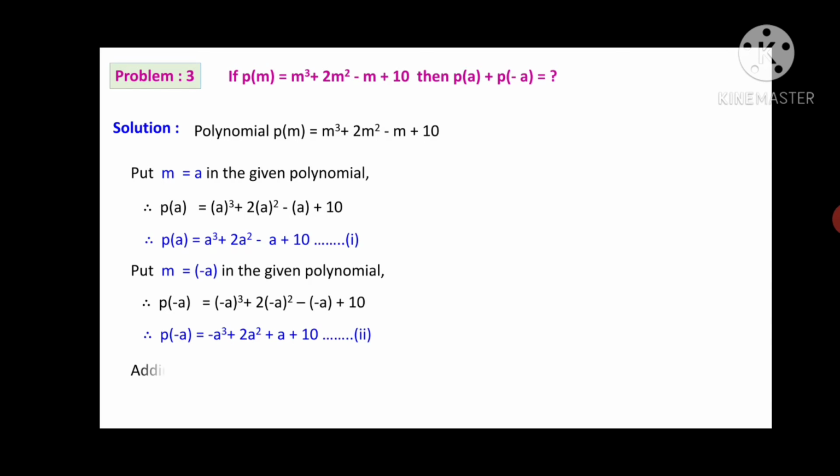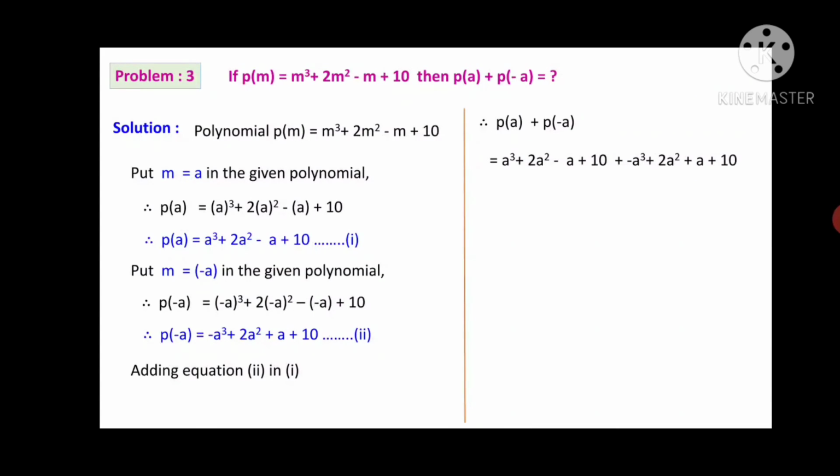It is equation 2. Now, adding equation 2 to equation 1, we get that p of a plus p of minus a is equal to a cube plus 2a square minus a plus 10, which is the value of p of a, plus the value of p of minus a, which is minus a cube plus 2a square plus a plus 10. Here you will find that a cube and minus a cube get cancelled. Then 2a square plus 2a square will be 4a square, minus a plus a get cancelled, plus 10 and plus 10 will be plus 20. Therefore friends, p of a plus p of minus a is equal to 4a square plus 20.